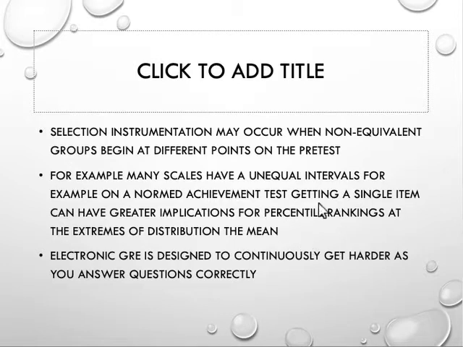On a normed achievement test, getting a single item can have greater implications for percentile rankings at the extremes of a distribution of the mean. So if you scored a 63, you might not be near the cutoff of the percentile rankings, but if you hit a 64, you might be right on the line or have passed the line. So you could be in a completely different group, even though your change in the score was very small.